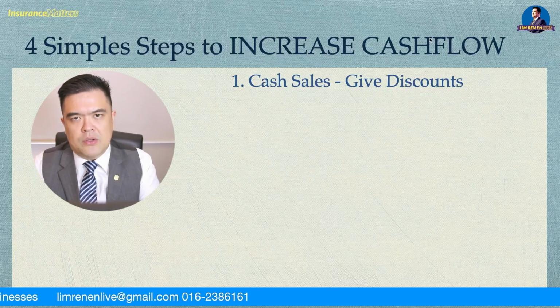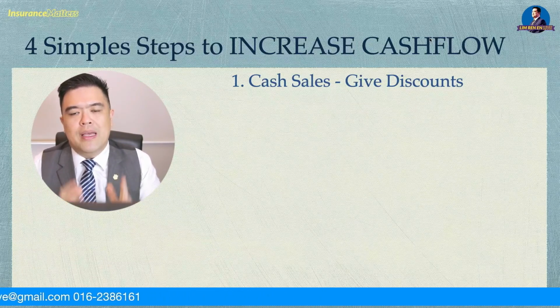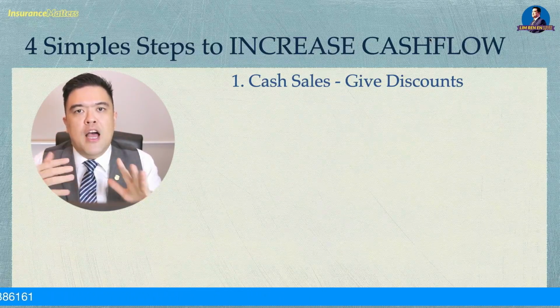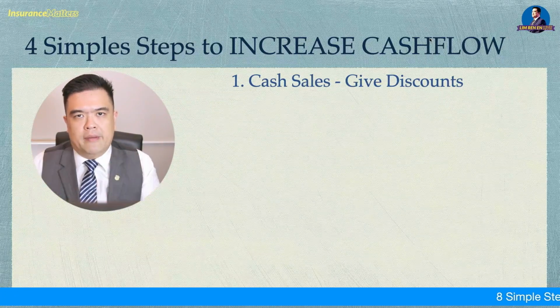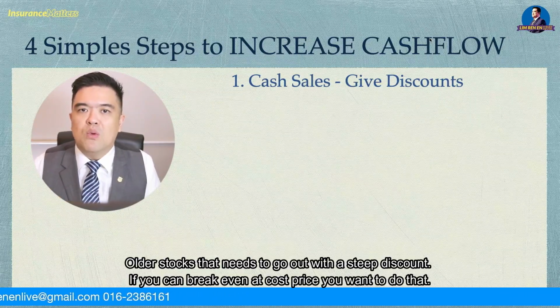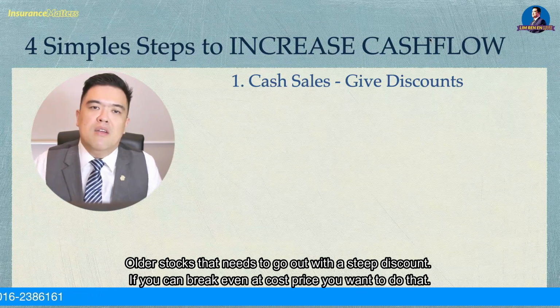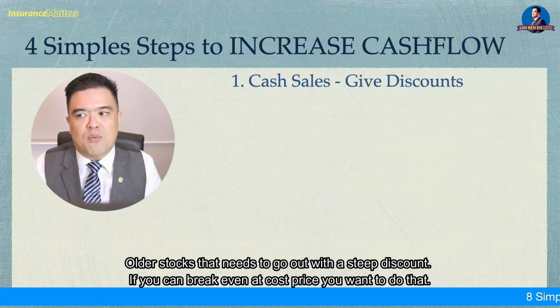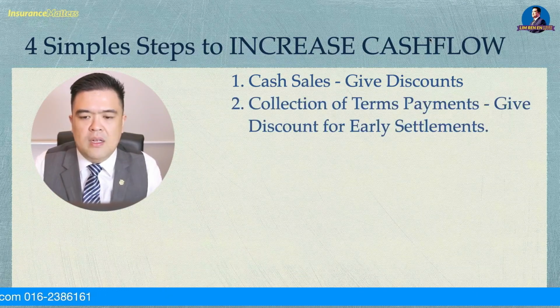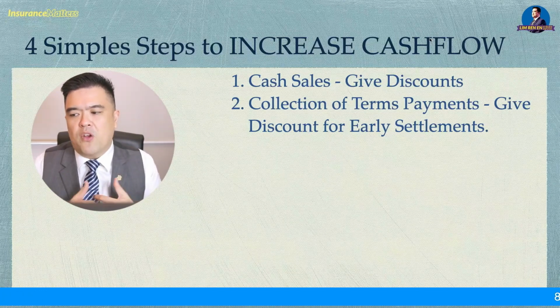Number 1, cash sales. What you need to do now is to sell as much stock as you can. Older stock needs to go out with a steep discount. If you can break even at cost price, you want to do that.